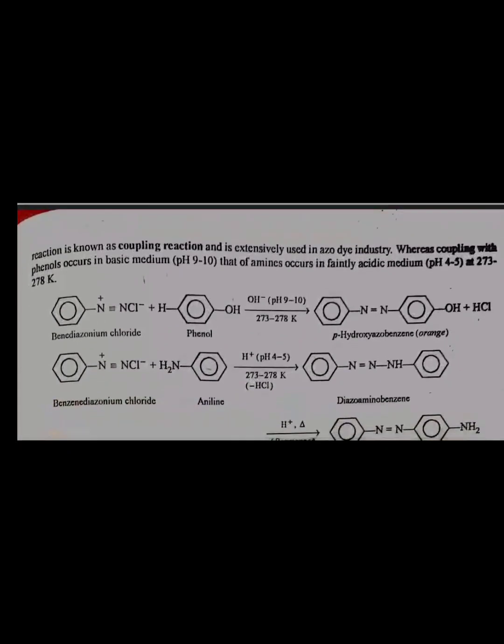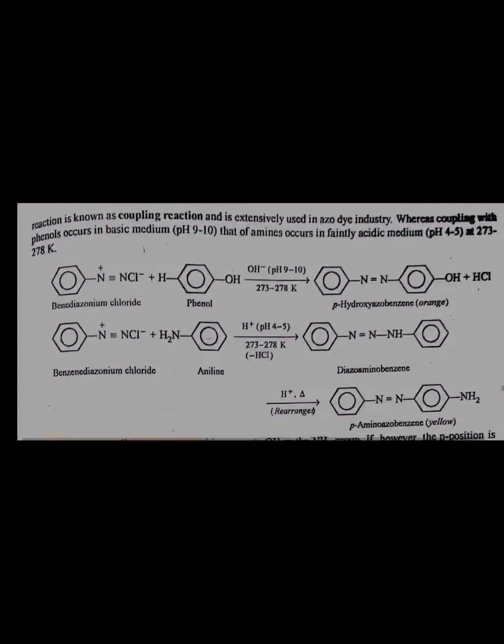Second, coupling reaction. Arene diazonium salt reacts with highly reactive, that is electron-rich, aromatic compounds such as phenols and amines to form brightly colored azo compounds. This reaction is known as coupling reaction and is extensively used in the azo dye industry. Coupling with phenols occurs in basic medium, that is pH 9 to 10, whereas that of amines occurs in faintly acidic medium, pH 4 to 5, at 273 to 278 Kelvin.